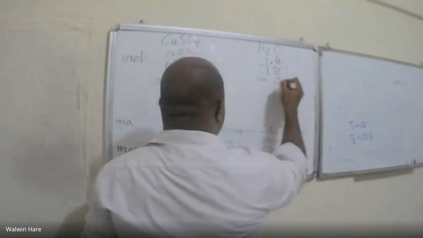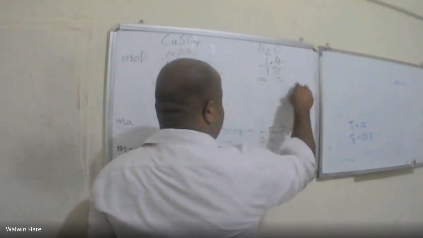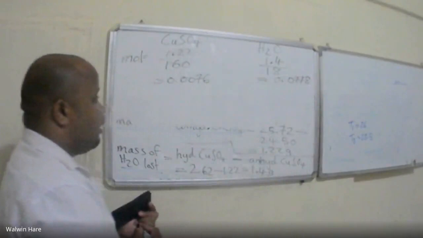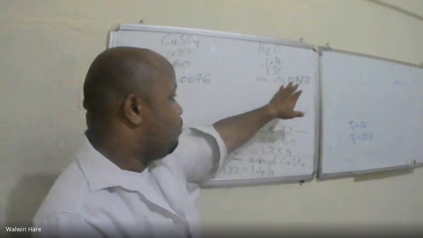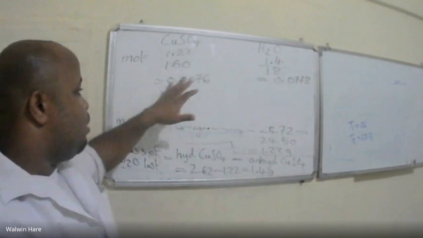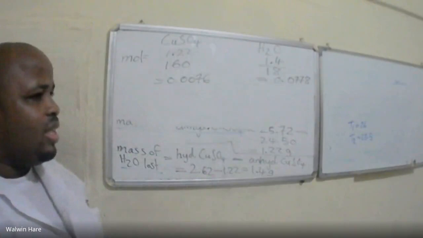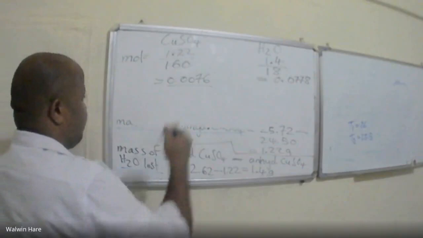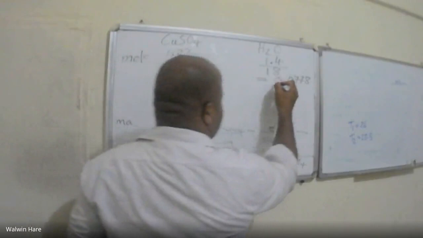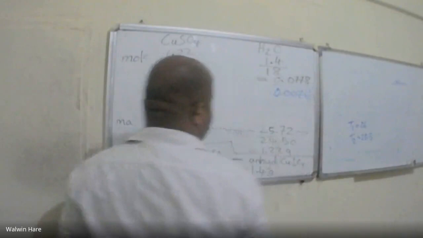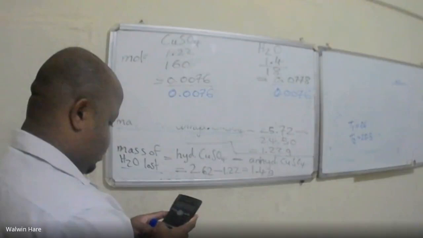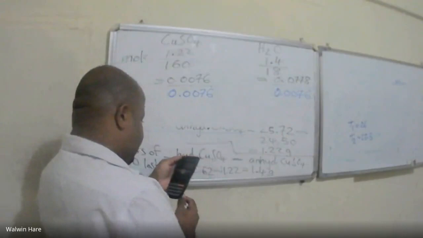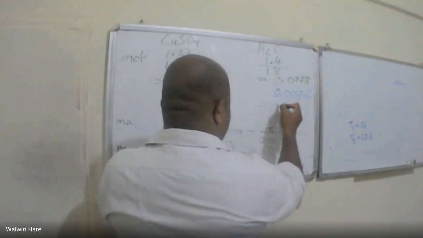All right, 0.0778. All right, so if you take the mole of your anhydrous salt and the mole of water, the mole of water is always going to be bigger than the mole of the anhydrous salt. So once you calculate the mole of each, it's kind of like empirical formula where we're going to divide both moles by the smaller number. So we'll divide by 0.0076. Alright, I will get 10.23. So we just round it to 10. Alright. So we get 10 moles of water.